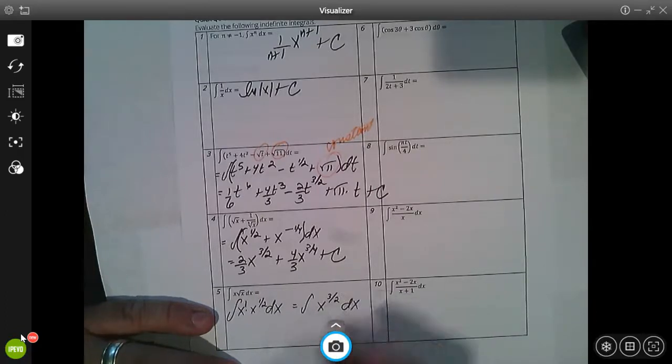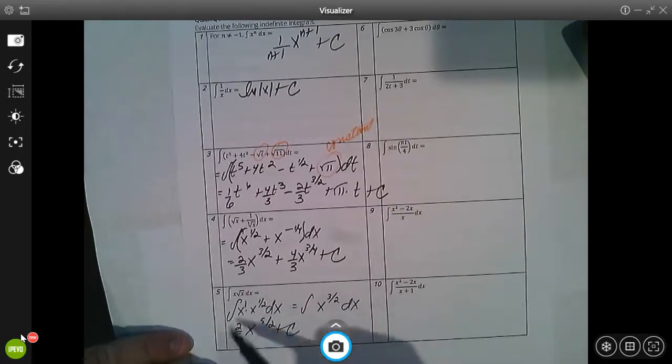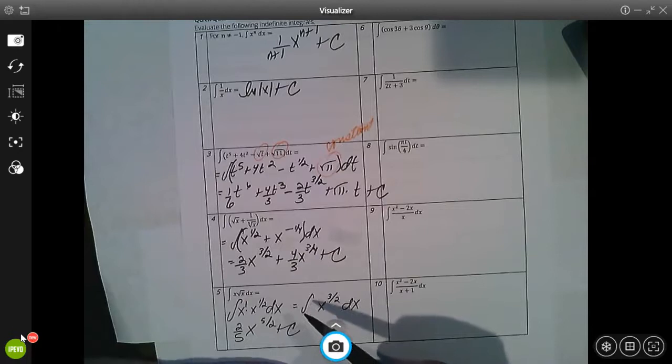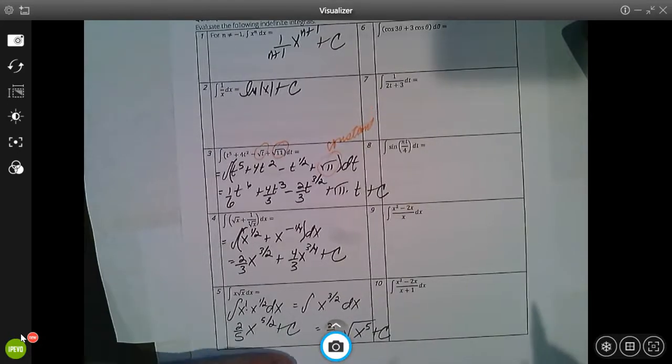To integrate x to the 3/2 power, you're going to add 1 to the power and then divide by the new power. 1 divided by 5/2 is 2/5. So you get 2/5 x to the 5/2 plus c. If the College Board is being a little tricky, they might try to hide this answer from you. X to the 5/2 means the square root of x to the 5th, and then plus c.